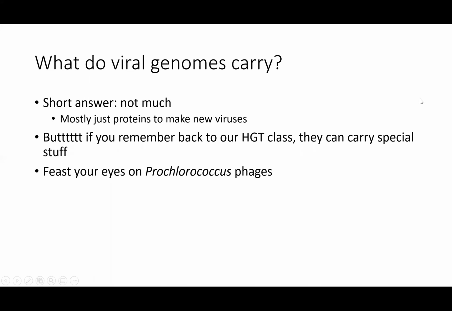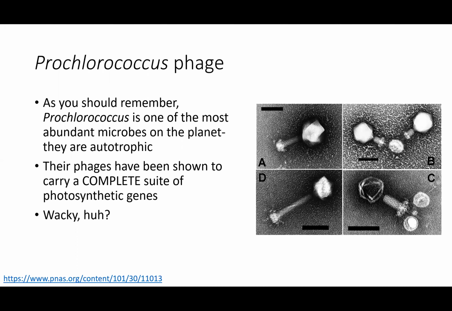So what do viral genomes carry? The short answer is not very much, mostly just proteins to make new viruses. But if you remember back to our horizontal gene transfer class, they can carry special stuff. We're going to talk about this with the idea of the Prochlorococcus phages. Prochlorococcus is one of the most abundant microbes on the planet. They're autotrophic. You find them in the ocean, and they are incredibly important to how the Earth produces oxygen on a day-to-day basis. There are phages that infect Prochlorococcus.